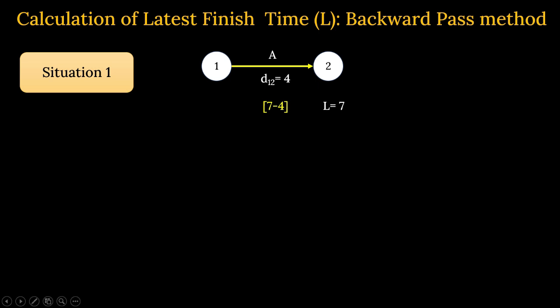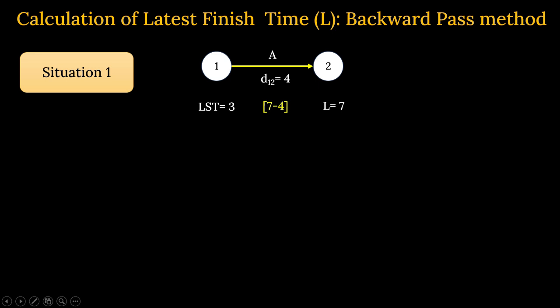Now for the backward pass, we will start from here. Take the arrow from 1 to 2, and imagine that the arrow is reversed, from 2 to 1, because we are following the backward pass method. Now the latest finish time is 7, the duration is 4, then 7 minus 4 is the latest start time. The latest start time is 3.